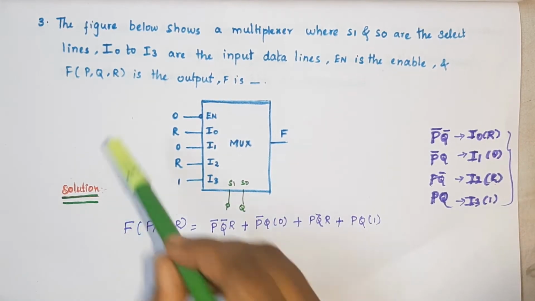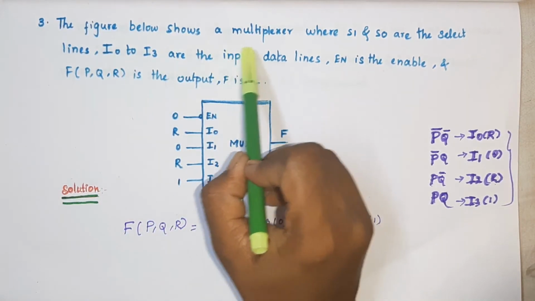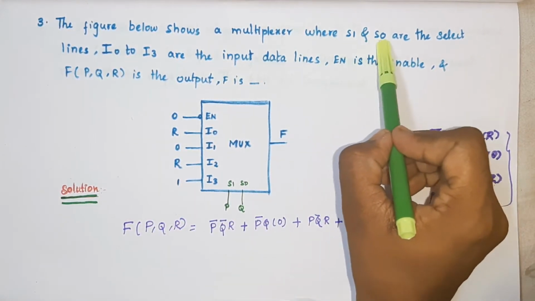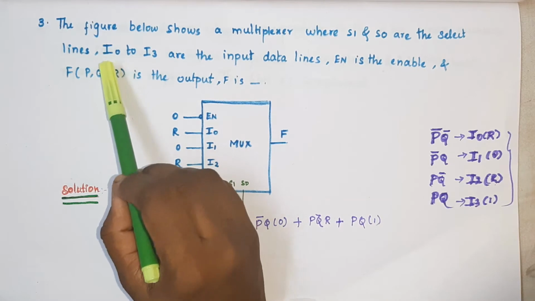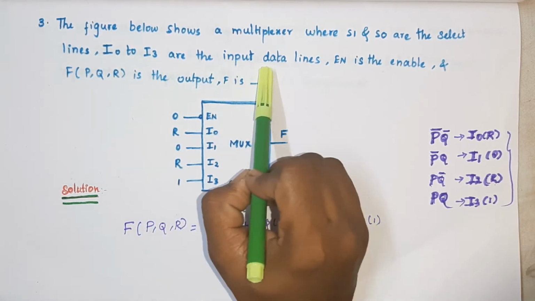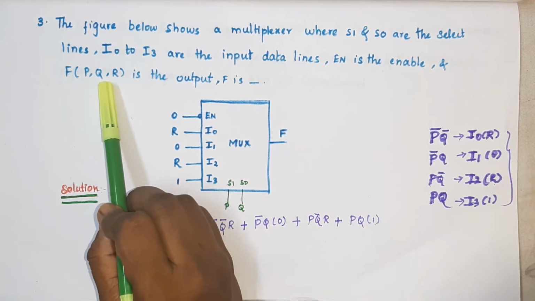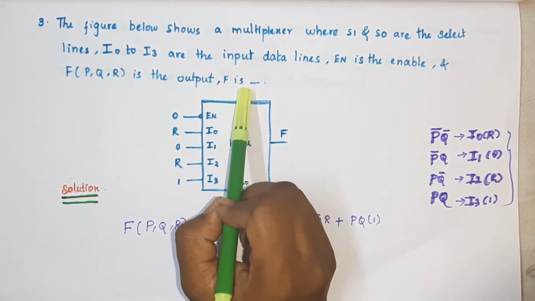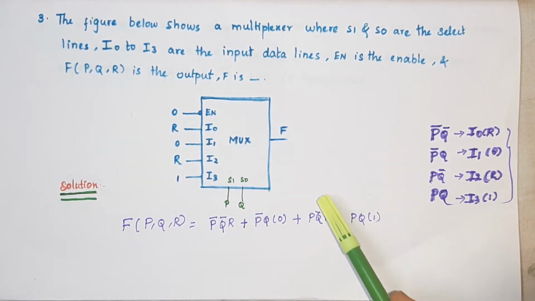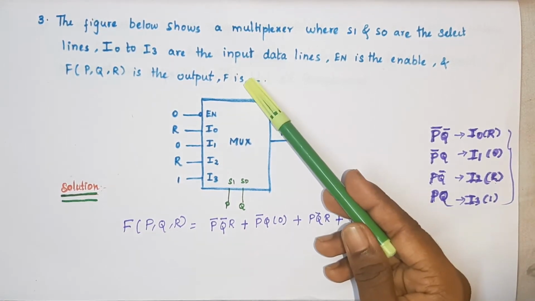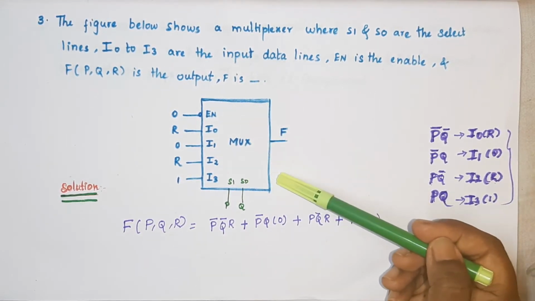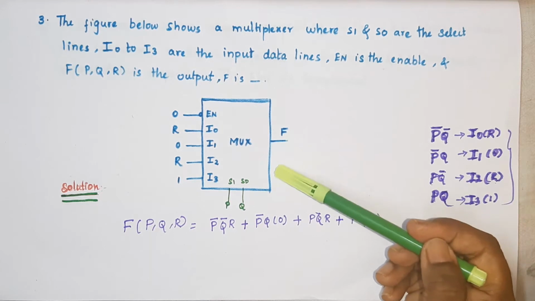Third problem. The figure below shows a multiplexer where S1 and S0 are select lines, I0 to I3 are the input data lines, En is the enable, and f of p, q, r is the output. So in this problem we have to calculate the output of the multiplexer. In this diagram, a multiplexer is given.